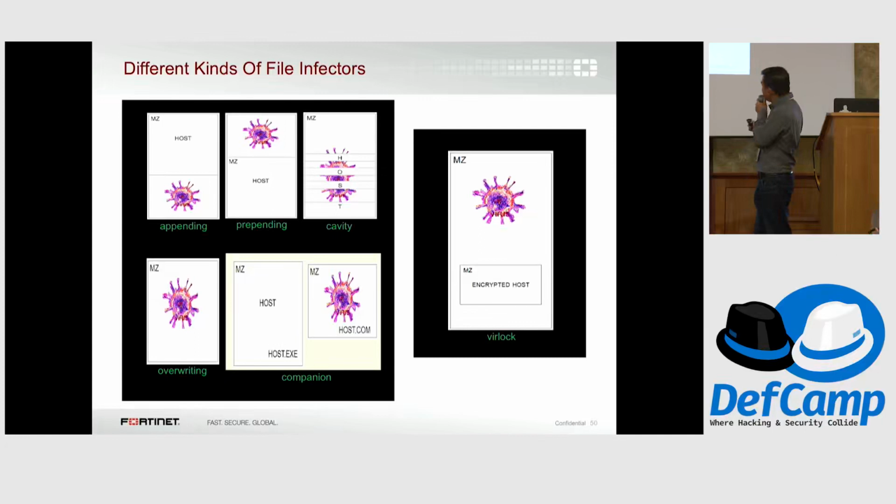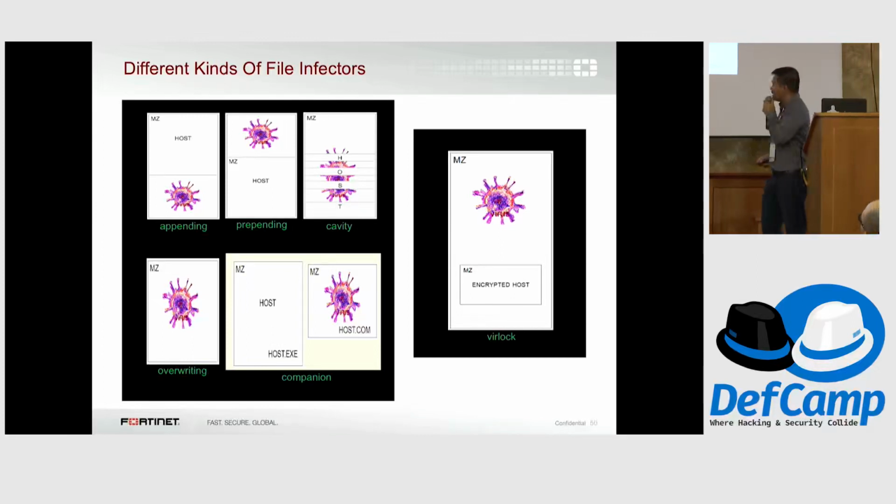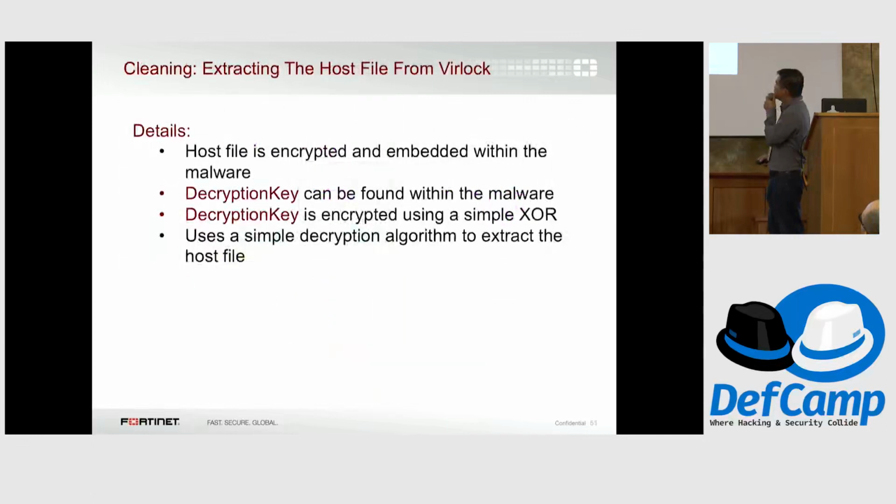For Beer Luck, it's not in the normal categories. For Beer Luck, it gets the whole encrypted host and puts it in the malware code. So that is how it infects. All you have to do is look for that, and then now you have the solution.